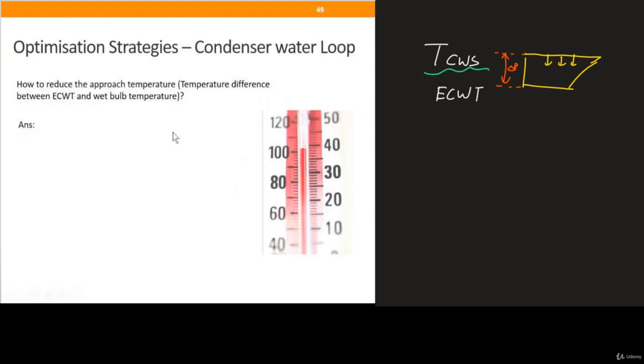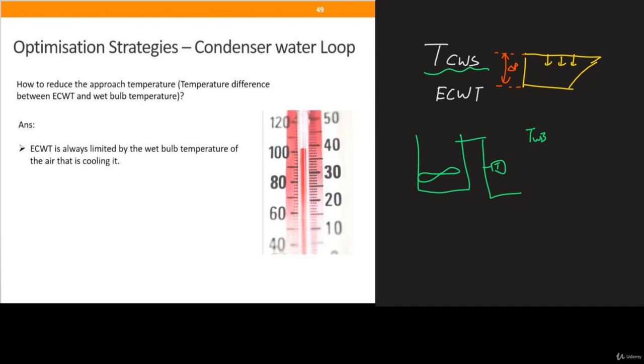Before we know the downside, you have to know how to actually achieve a very low ECW temperature. In order to achieve this, you have to try to reduce the approach temperature. As I mentioned in the previous topic, approach temperature is the temperature difference between your condenser water supply temperature and the ambient wet bulb temperature. So we always try to supply a water temperature that is very, very close to the wet bulb temperature. So the first law is, this temperature is always limited by the ambient wet bulb temperature.